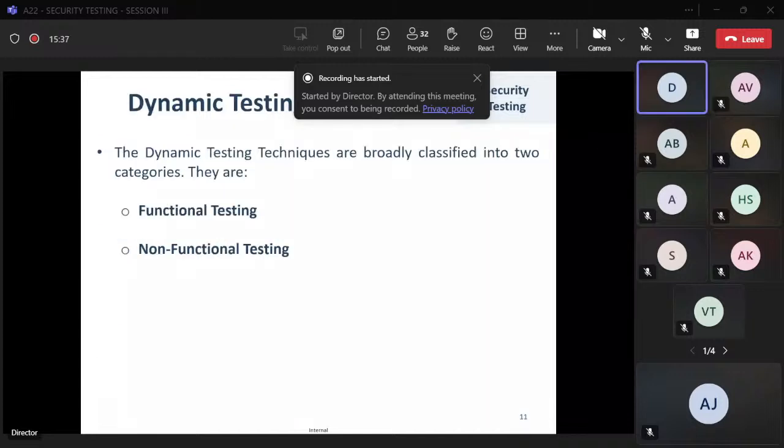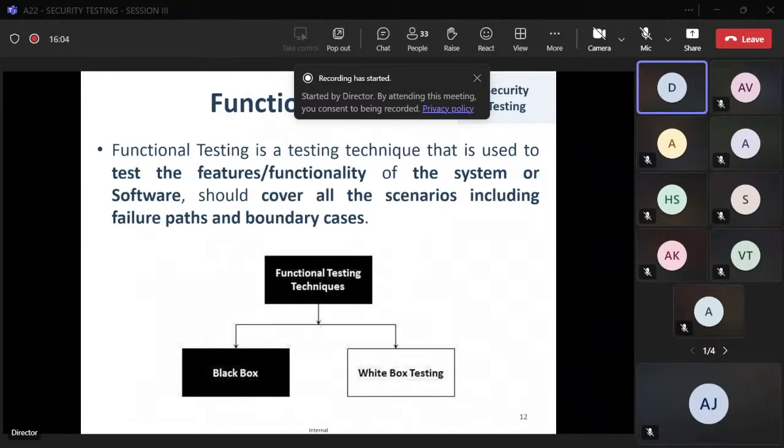There are two types of techniques which help you complete your dynamic testing. One is functional testing. When you say functional testing, the requirements come from the business. Non-functional testing is not directly related to business requirements, but there are many other requirements which we need to have in the application programs. Functional testing is the technique to test the functions of the software, and it tries to cover all the scenarios, including the failure paths also.